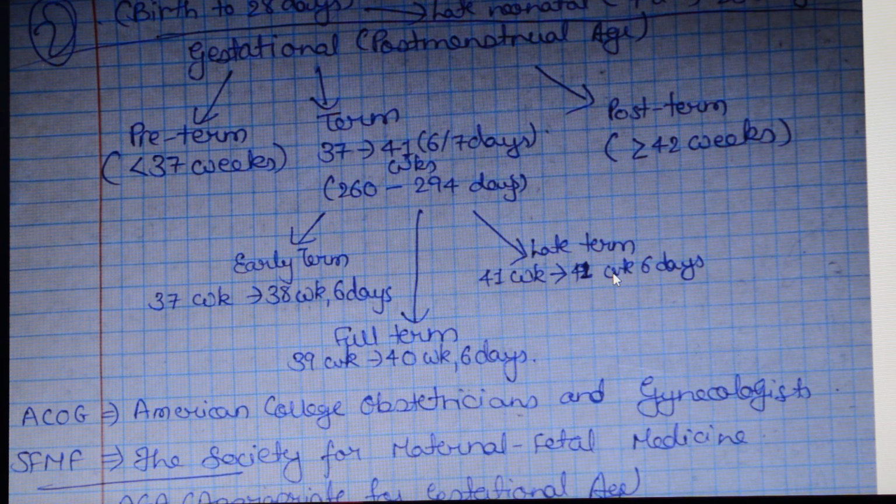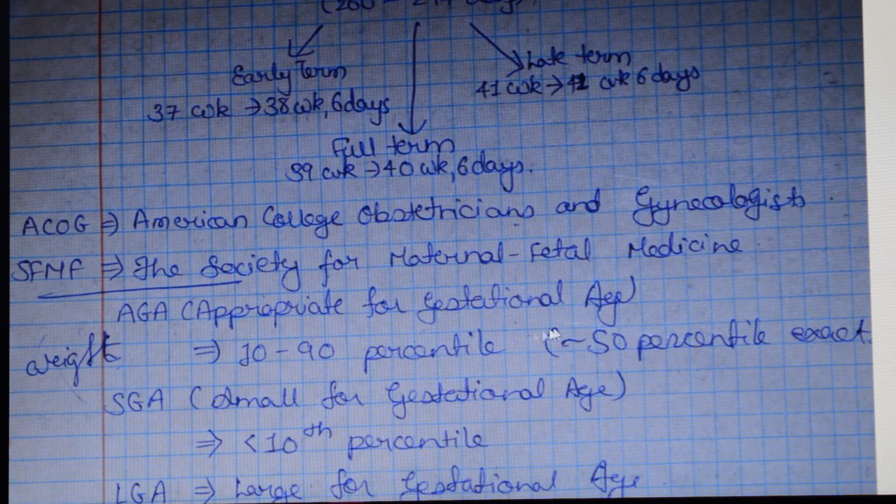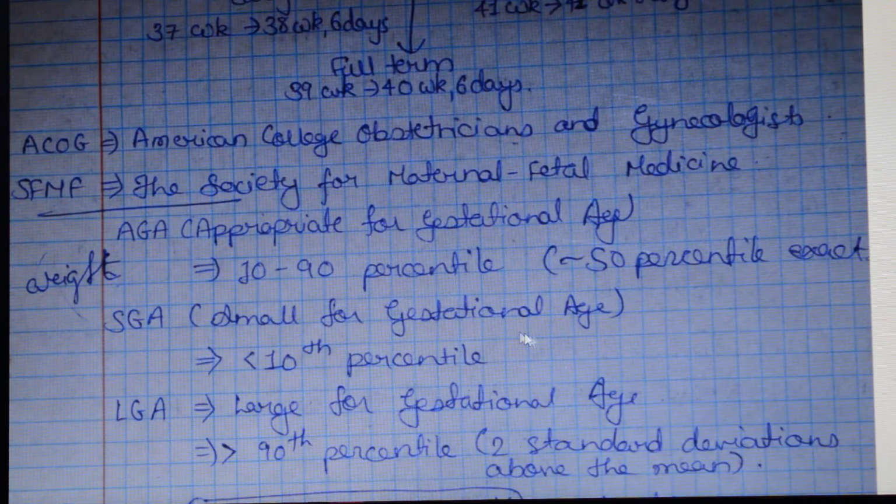They are the characteristics, meaning there are also divisions like SGA, AGA, and LGA. That is, SGA is small for gestational age, AGA is appropriate for gestational age, and LGA is large for gestational age. Now we have given some types of percentiles, some deviations. Appropriate gestational age means it is ranging between the 10th to 90th percentile. Smaller for gestational age are below the 10th and the larger are greater than the 90th percentile.